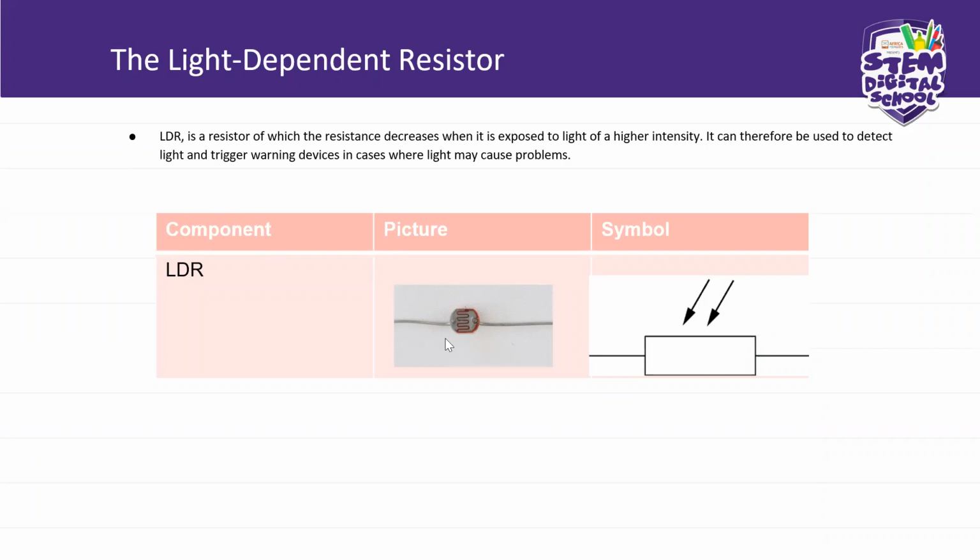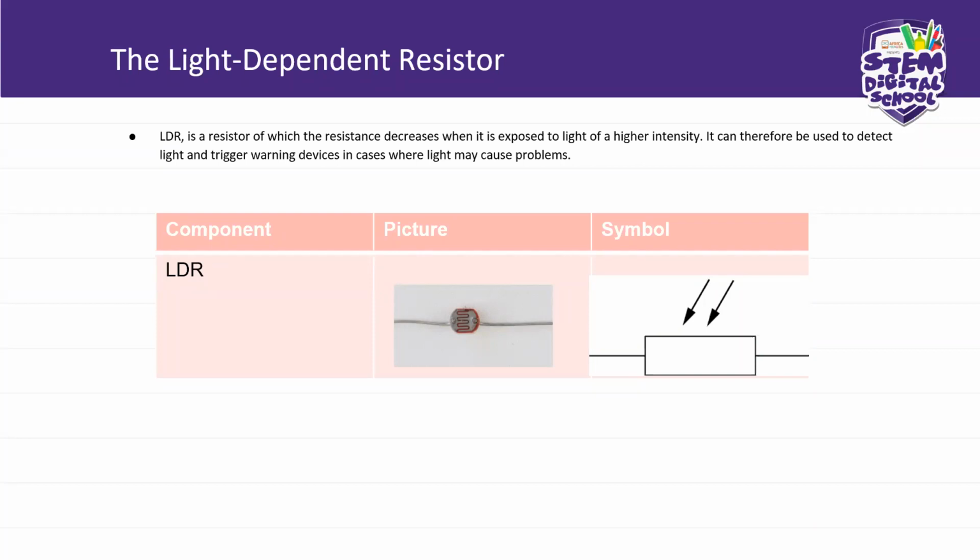Yesterday I showed you the LDR, and we said it is a resistor whose resistance decreases when it is exposed to light of a higher intensity. You have LDRs that will behave like that, that will lower their resistance in the presence of light. But you also have LDRs that will have a higher resistance in the presence of light. It can therefore be used to detect light and trigger warning devices in cases where light may cause problems.